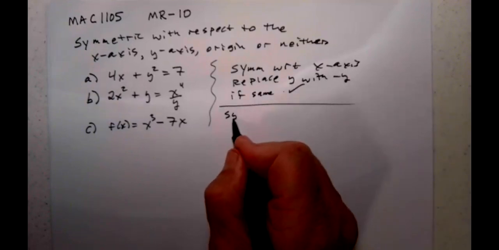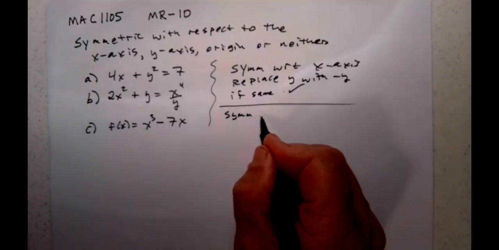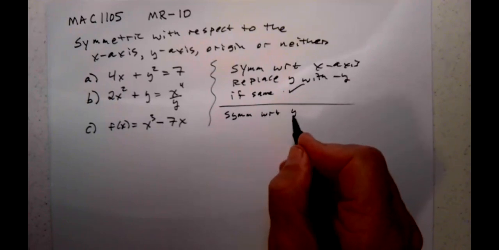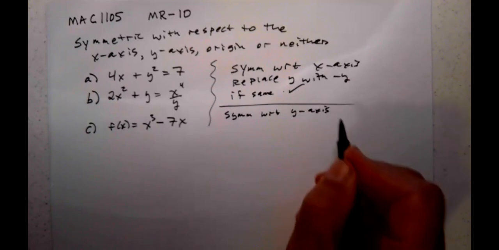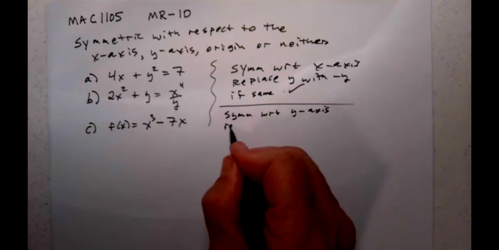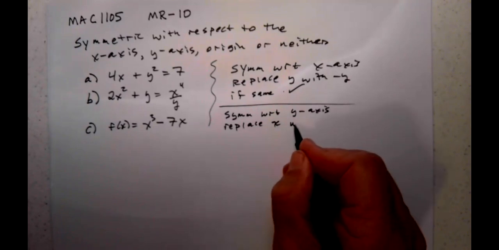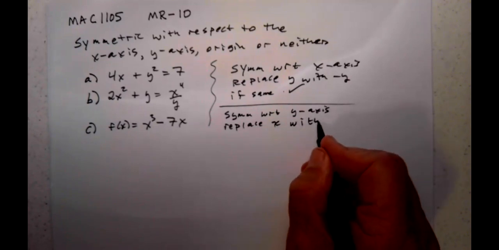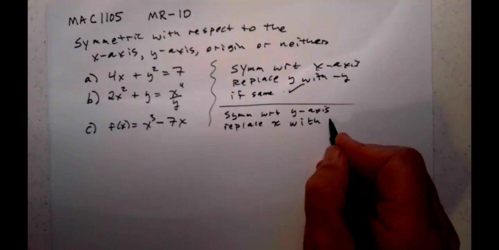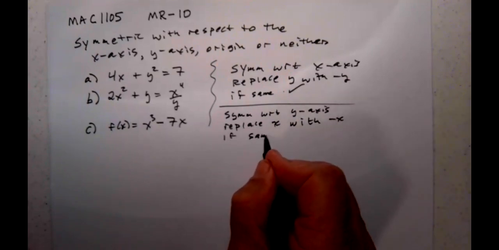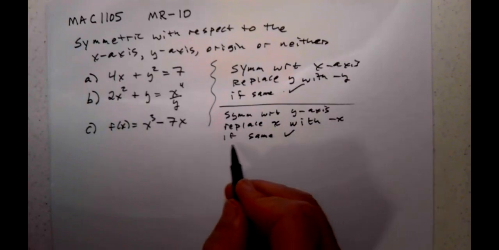For symmetric with respect to the y-axis, you replace x with negative x. I hope you can see why. Try to visualize 2 and negative 2, and they have to have the same equation. If same, check. That's symmetric with respect to the y-axis.